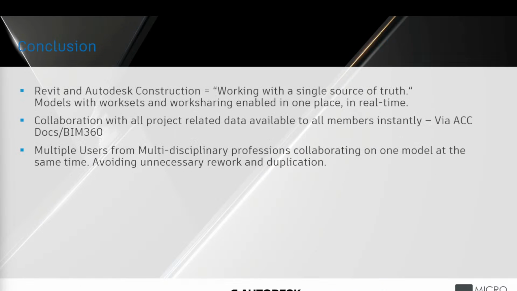And in conclusion, Revit and Autodesk Construction Cloud is like working with a single source of truth. You can see who accessed the model and who has active worksets, and making sure that it is once again in one place in real time, accessible by anybody who has access to the internet via mobile or computer. Collaboration with all project-related data available to all members instantly via ACC, Docs, and BIM 360. Multiple users from multidisciplinary professions can collaborate on one model at the same time, avoiding unnecessary rework and duplication.